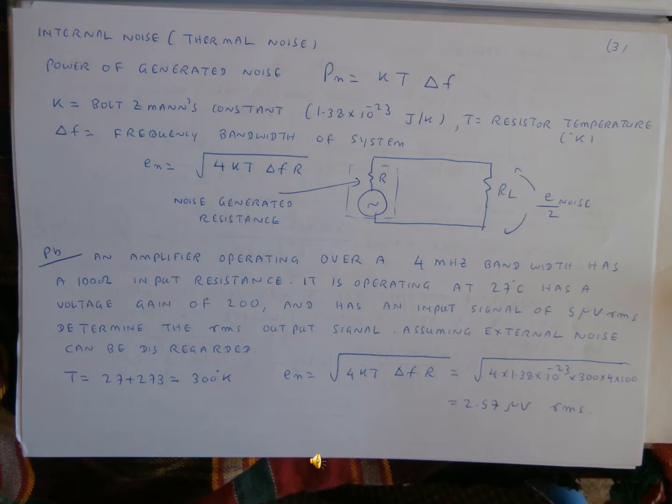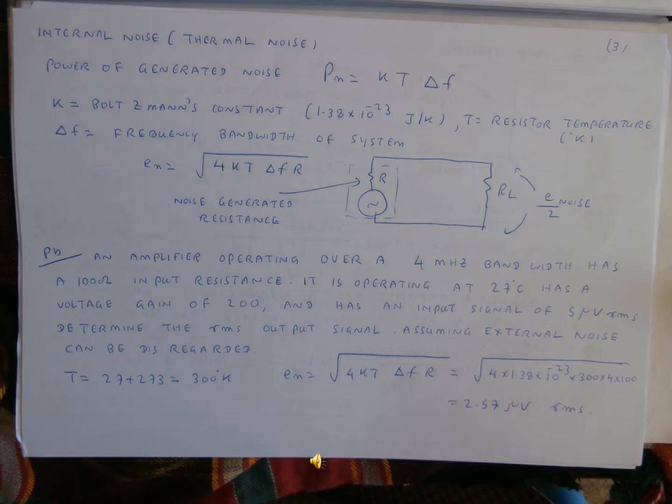An amplifier operating over a 4 MHz bandwidth has 100 ohms input resistance, and it is operating at 27 degrees centigrade. It has a voltage gain of 200, and an input signal of 5 microvolts RMS. Determine the RMS output signal, assuming the internal noise can be disregarded. So we write down the equation.